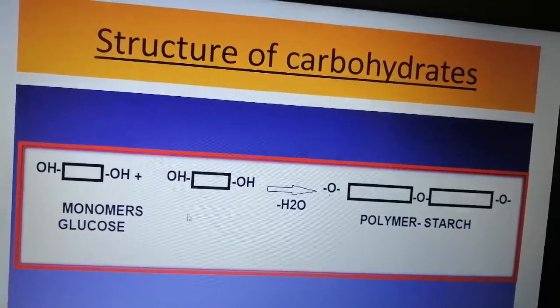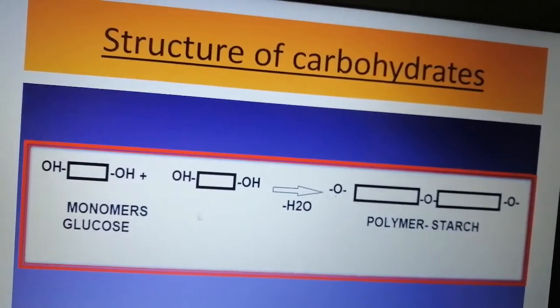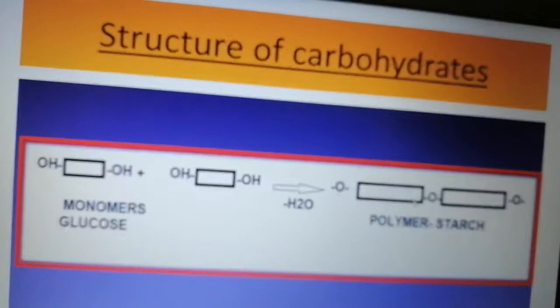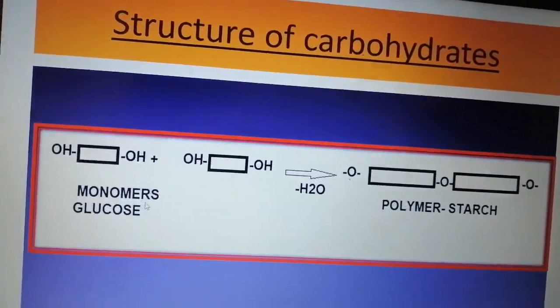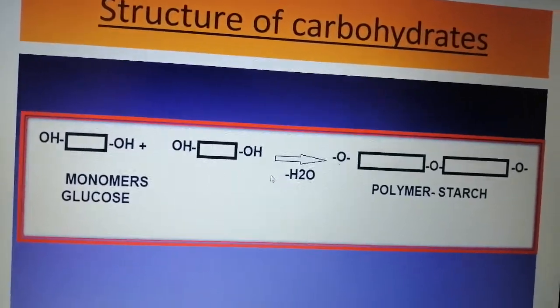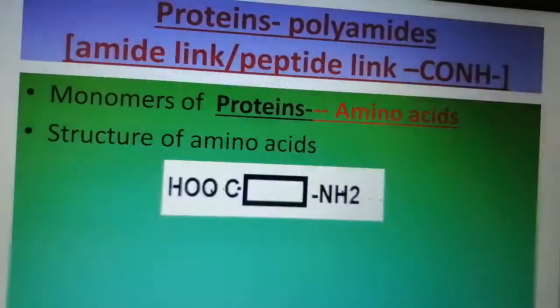So it is an example of condensation polymerization. If I ask you to draw the structure, you have to draw this. And what are the monomers? It is glucose or sugar. What type of polymerization? Condensation polymerization.